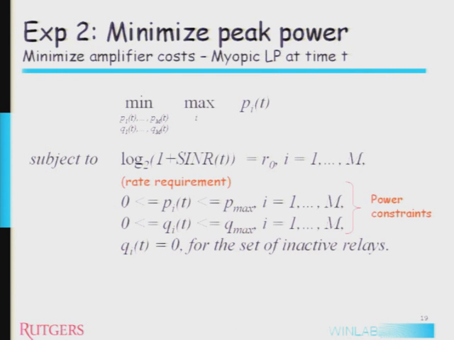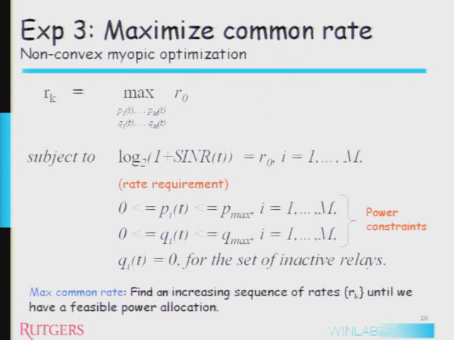And so this is for minimizing the amplifier costs. We try to minimize the maximum power in the system. So this is again a linear program. And if you want to maximize common rate, we can solve a non-convex myopic optimization, basically trying to maximize rate subject to this. For example, you can take a desired rate and then keep increasing until infeasibility occurs. So basically, find an increasing sequence of rates, and this converges because we have a bounded increasing sequence.